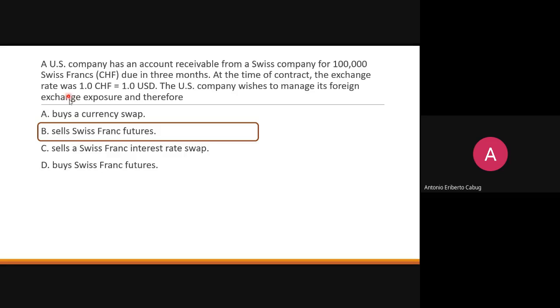Let's clarify. US company account receivable. What's an account receivable? Receivable. It will be received in the future. So what will the US company receive? The US company will receive an amount of 100,000 CHF or Swiss francs 3 months from now. At the time of the contract, the exchange rate was 1 Swiss franc is equal to 1 US dollar. The US company wishes to manage its foreign exchange rate exposure. And therefore, what should it do?